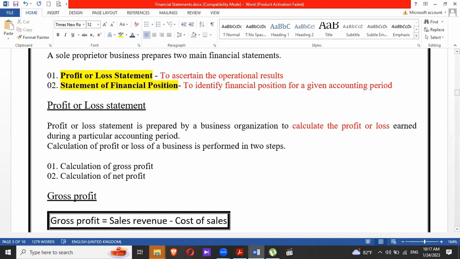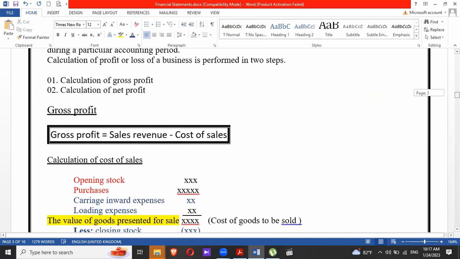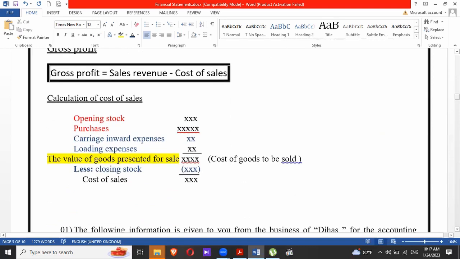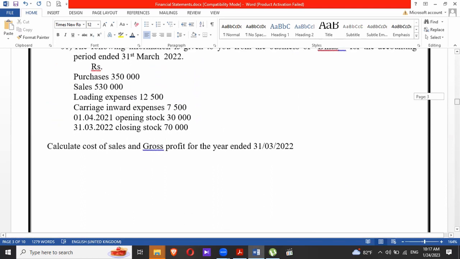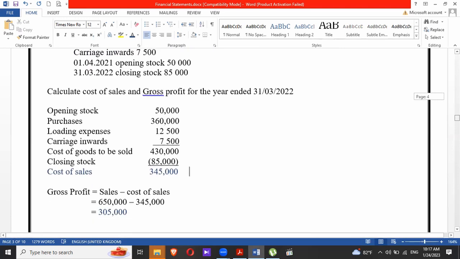So calculation of gross profit, first we have to study. Now we are studying the calculation of gross profit. Gross profit equals sales minus cost of sales. For the calculation of cost of sales, opening stock plus purchase, and there are two purchase related expenses. We call it cost of goods to be sold. From that, if you deduct closing stock, we call it cost of sales. So we did two calculations related to cost of sales and gross profit, right? Those who need more time to complete this, I can give.